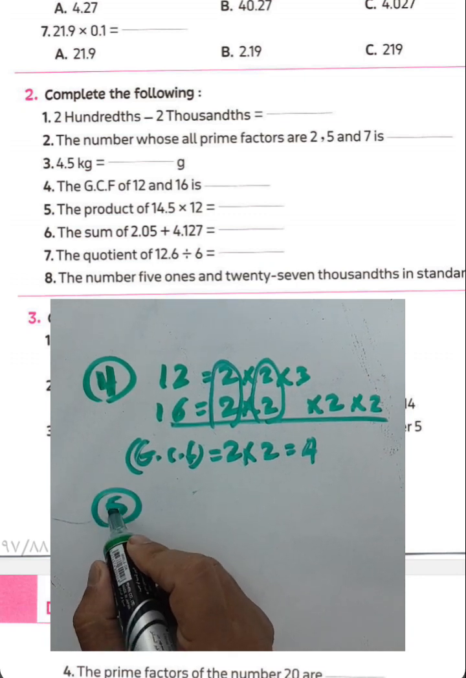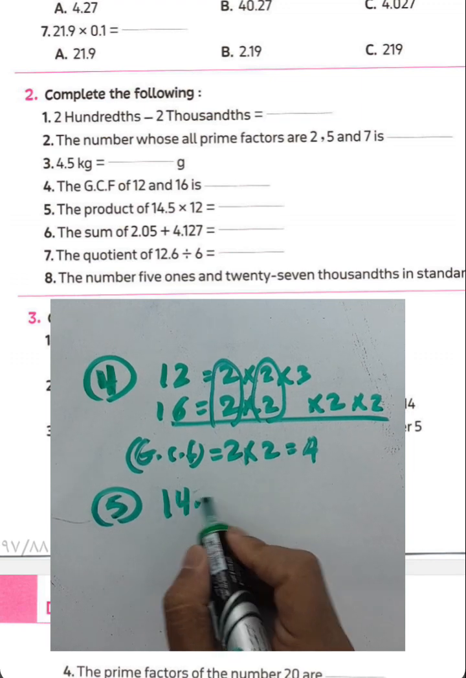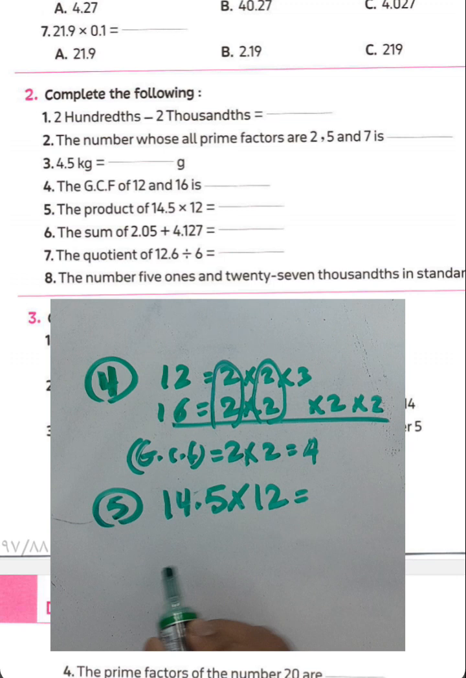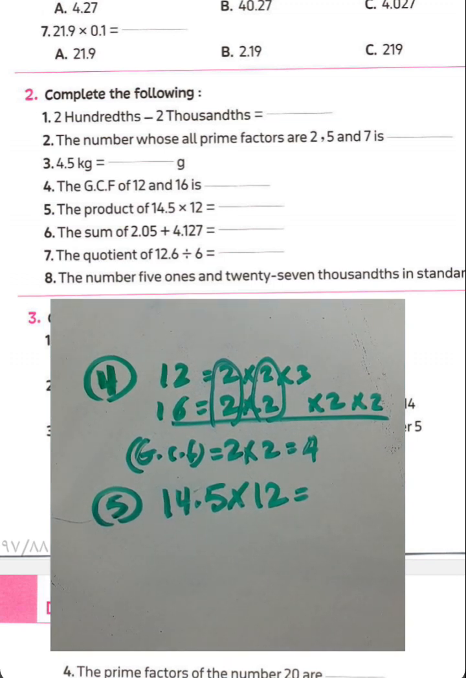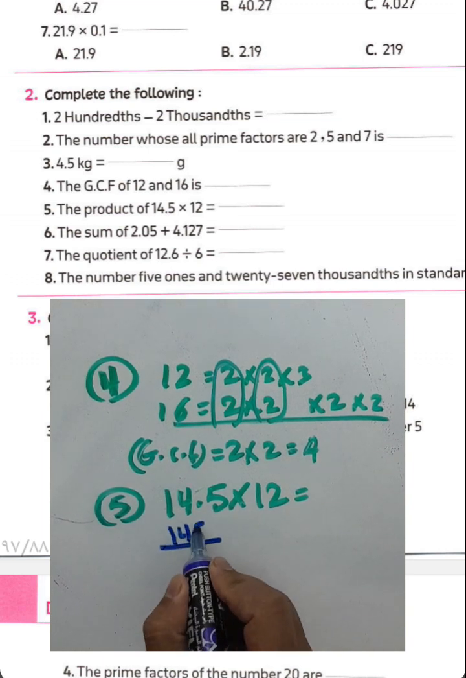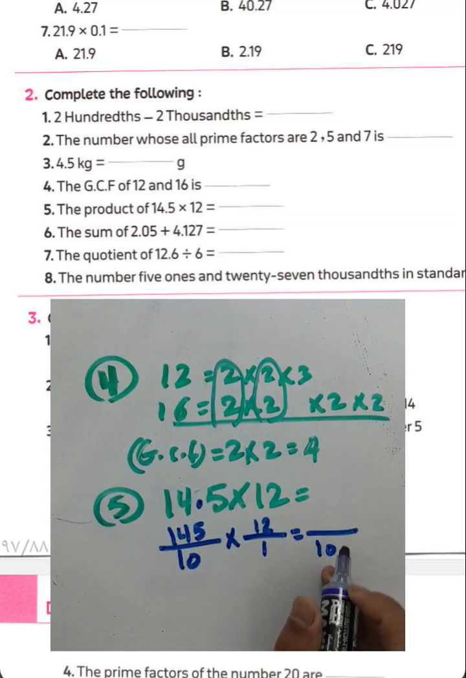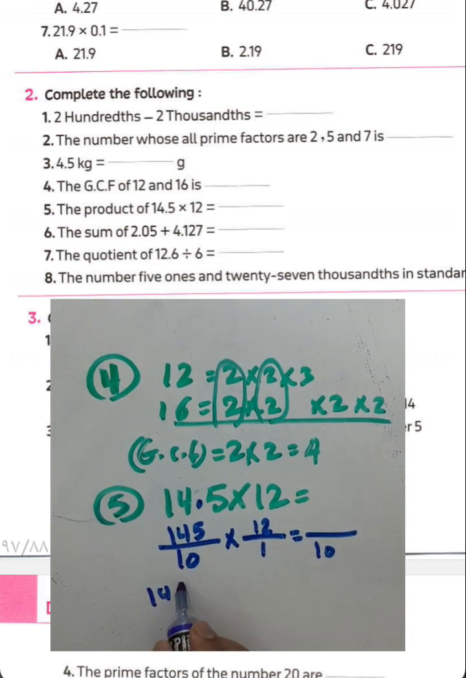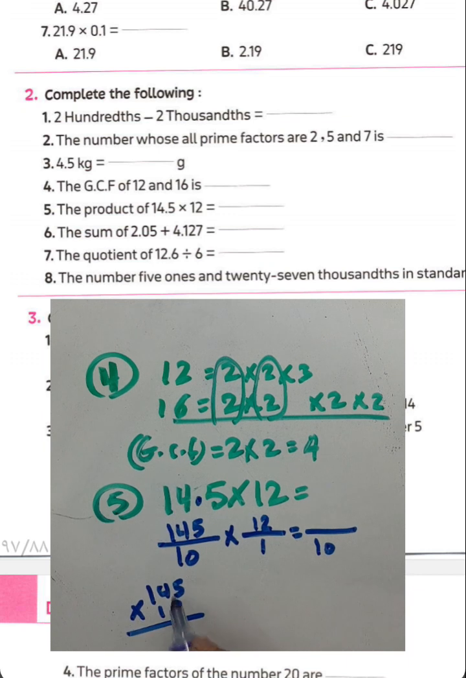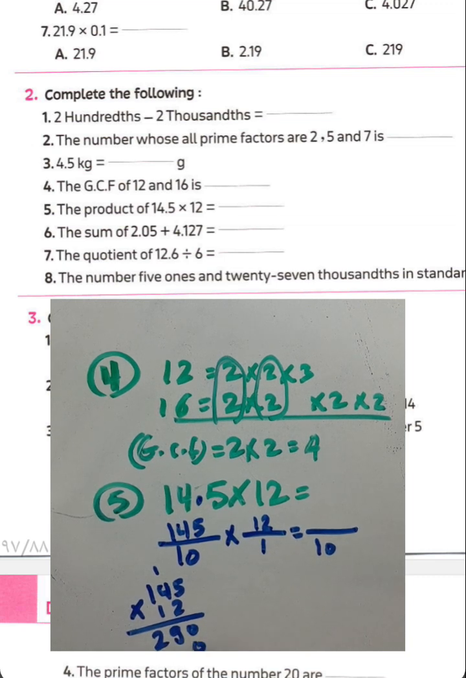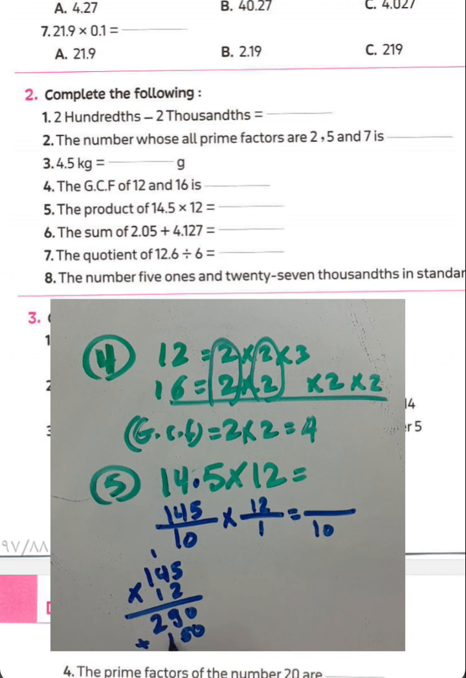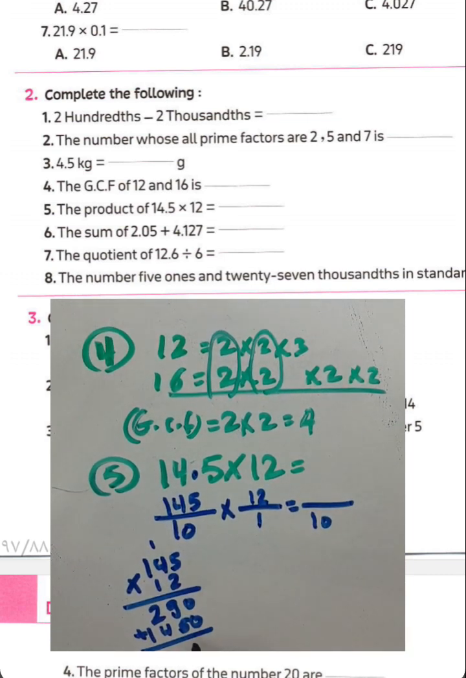Question number 5. The product of 14 and 5/10 and 12 will be what? First, we can write this number as a fraction, 145 over 10, because the point is after one place, and 12 over 1. And then 1 times 10 equals 10 in the denominator. And 145 multiplied by 12: 2 times 5 equals 10, write 0 and carry 1, 2 times 4 equals 8 plus 1 equals 9, 2 times 1 equals 2, write 0, 1 times 5 equals 5, 1 times 4 equals 4, 1 times 1 equals 1, and then add them, 0, 9 plus 5 equals 14, write 4 and carry 1, 2 plus 1 equals 3, 3 plus 4 equals 7, and then write 1.